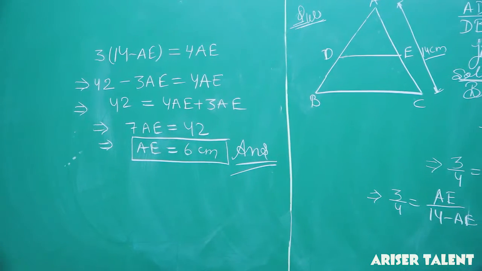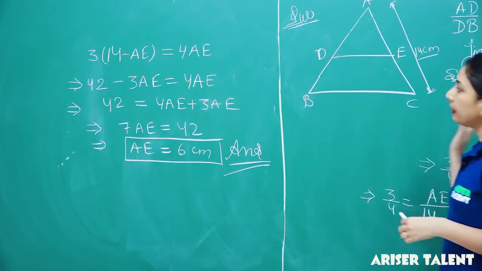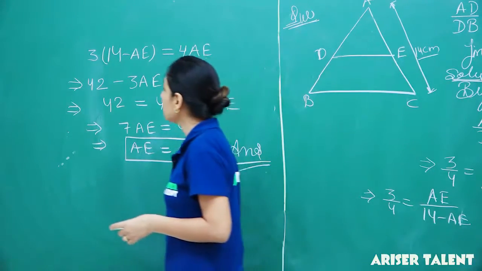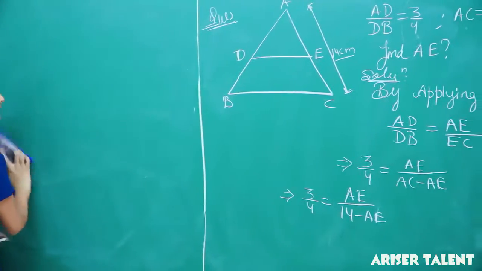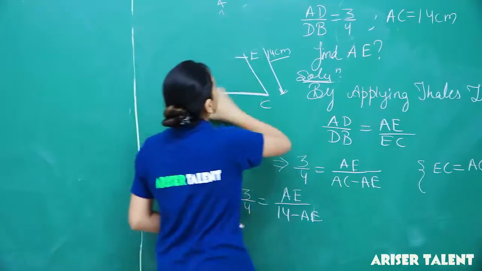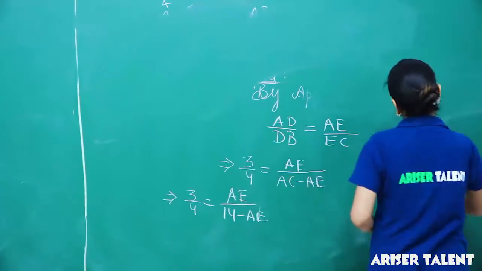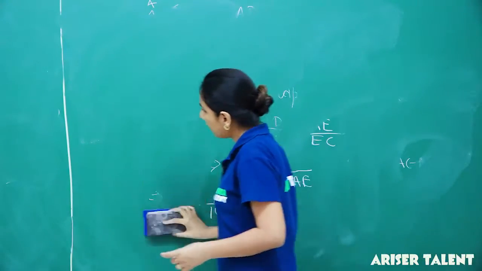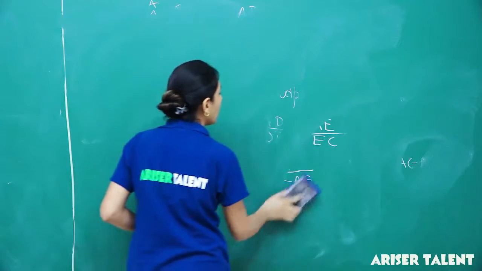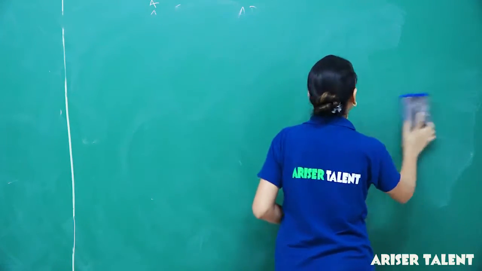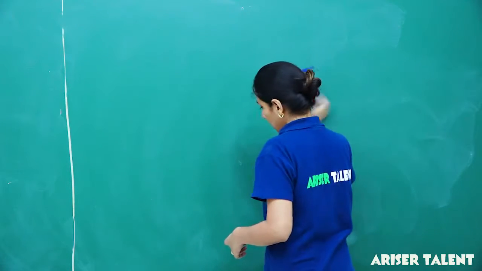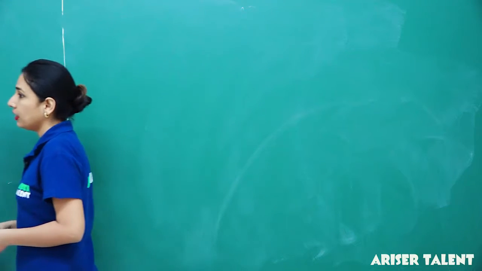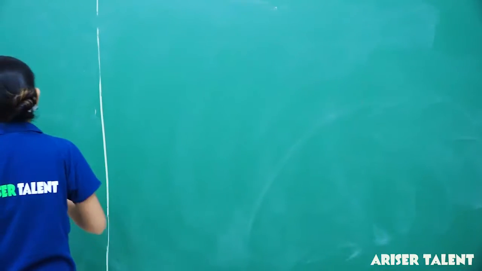Okay, students, you have copied it. Now I am going to rub this. Okay, so lastly we are going to have one proof here. We have to prove something. So in this particular part we are having a triangle ABC.